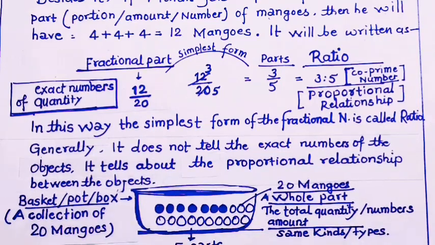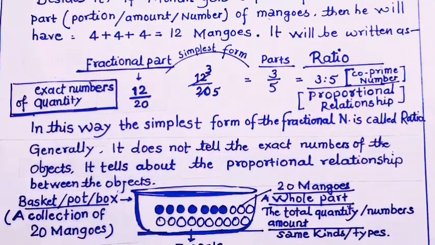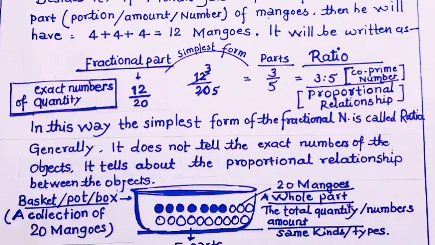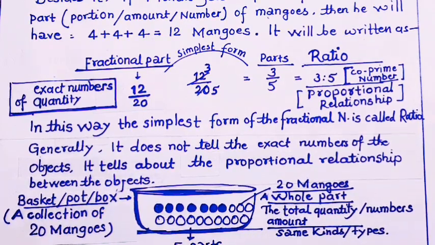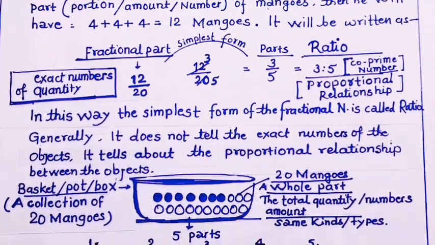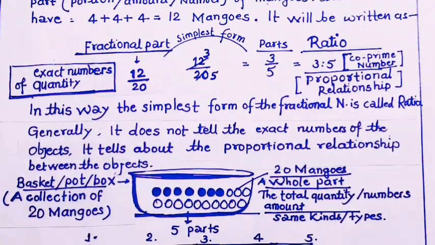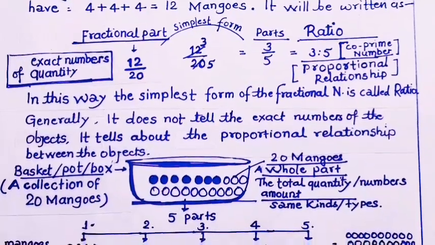And there is a difference between the fractional number and the number of ratio. The fractional part is related to the exact number of the objects, but the number of ratio is related to the proportional relationship.